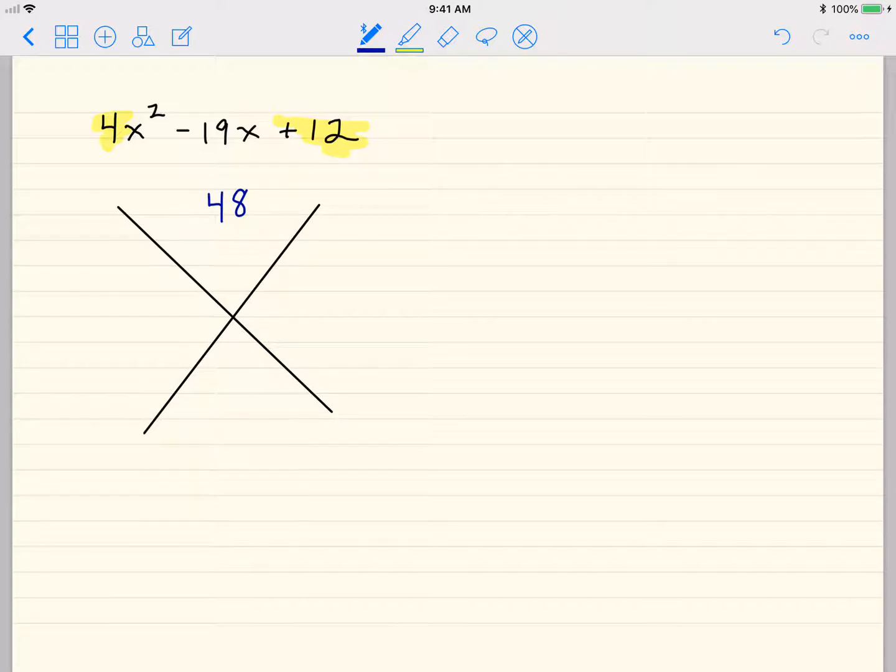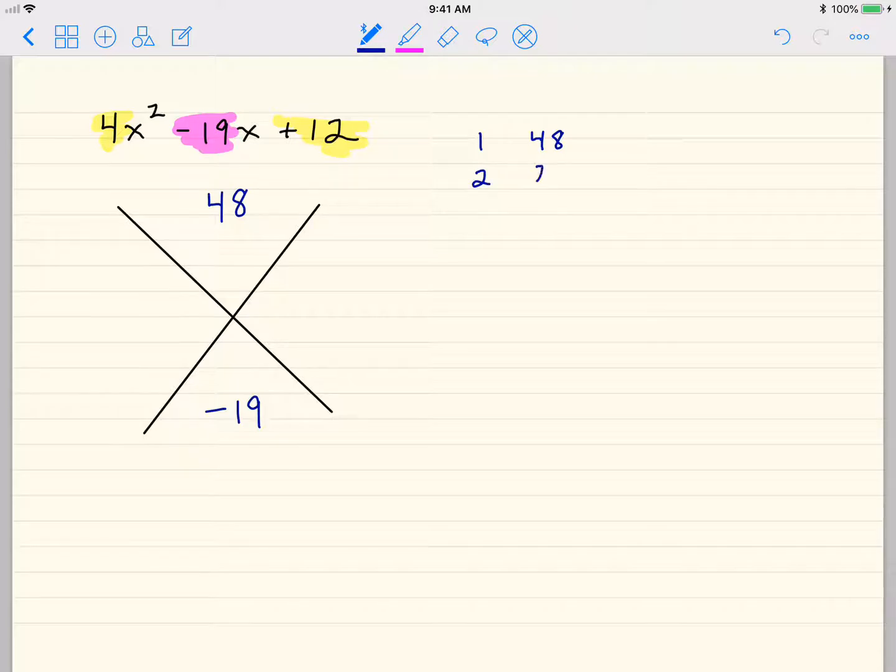And then what goes at the bottom of the box is what I get from the B term. So negative 19. So what I'm looking for are two numbers that multiply to give me positive 48 that add up to negative 19. These seem like tricky factors, so I'm going to think of numbers that I know multiply to give me 48. 1 times 48 will give me 48, but 1 plus 48 would be 49, and if I subtracted those, I get 47. That's not going to give me a negative 19.